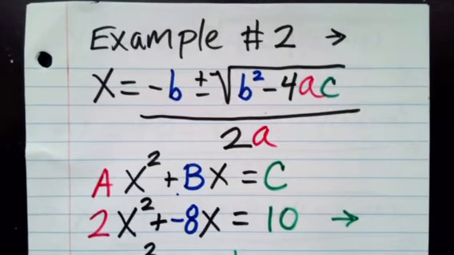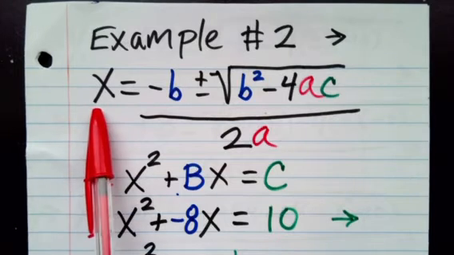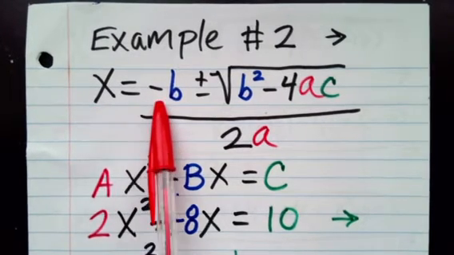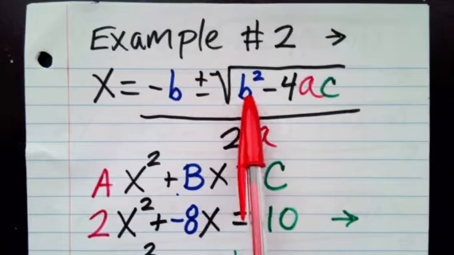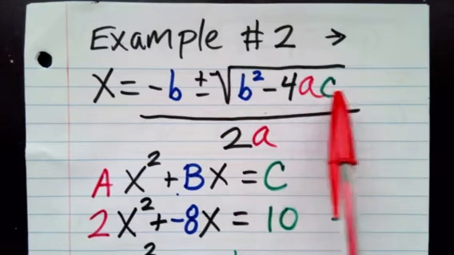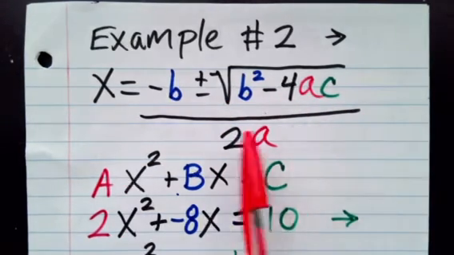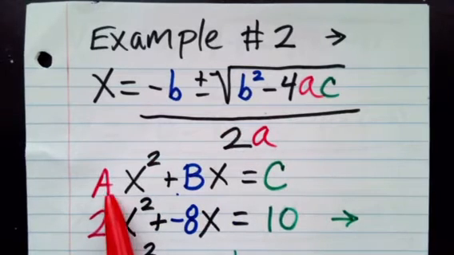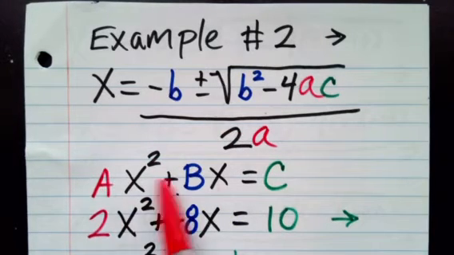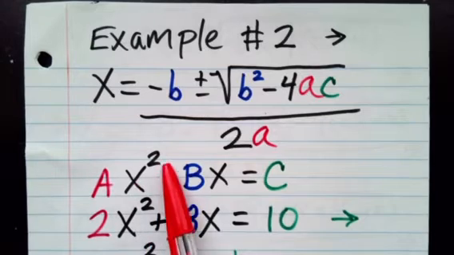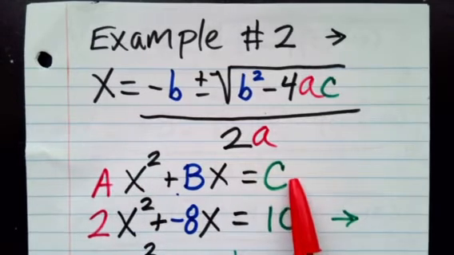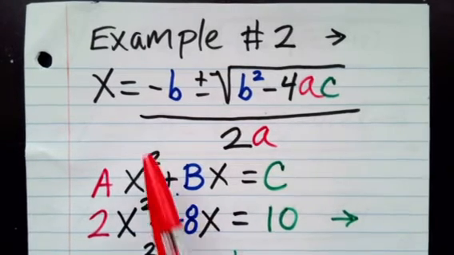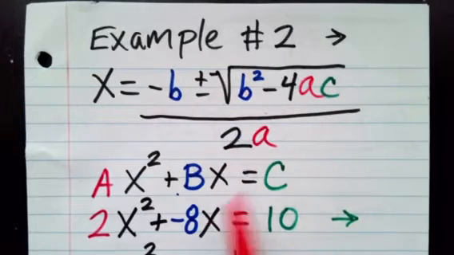This is example 2 of the extra examples. This is the third type of problem you're going to see. So here we have the formula for the quadratic: x equals negative b plus or minus the square root of b squared minus 4 times a times c, all divided by 2a. And remember, the standard form, a times x squared plus b times x equals c, is what you're going to use to determine what values are a, b, and c.